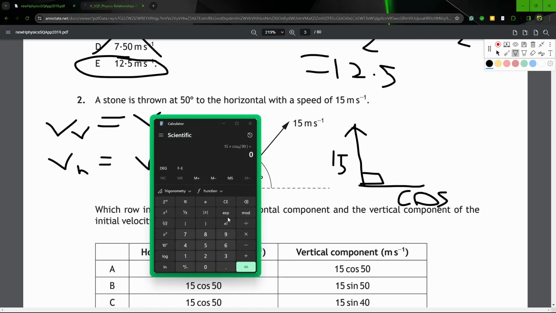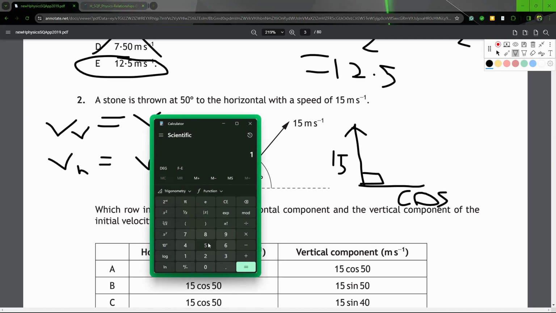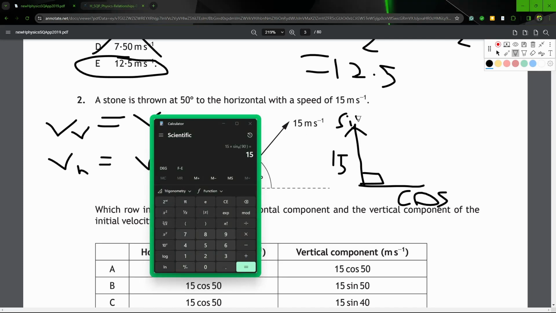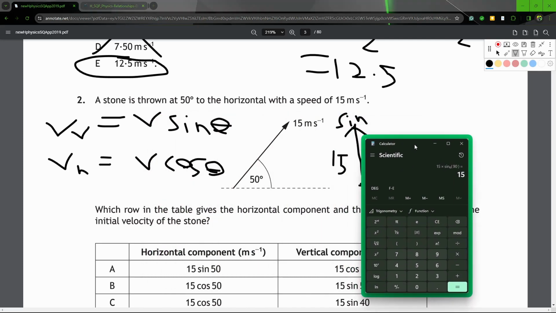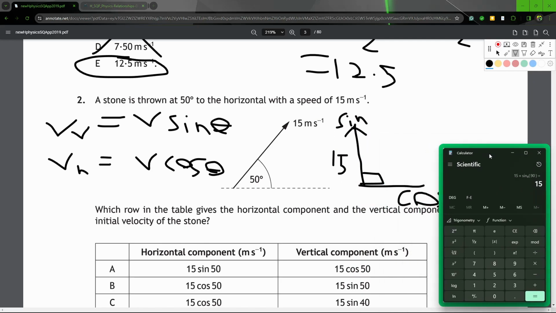And then if I do the same thing with sine, we get 15. So sine is the vertical component. So yeah, I actually always forget which way around it is, and I use this method on my calculator just to make sure I'm fine.